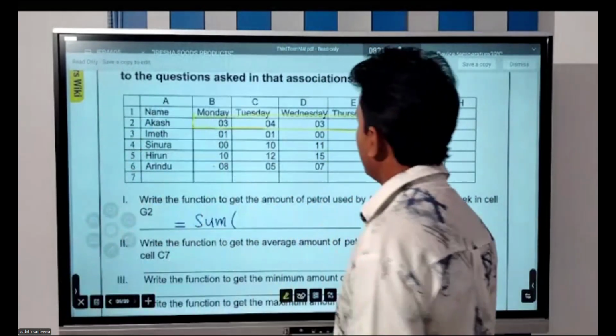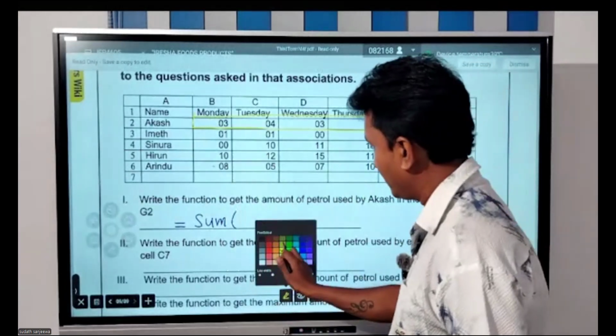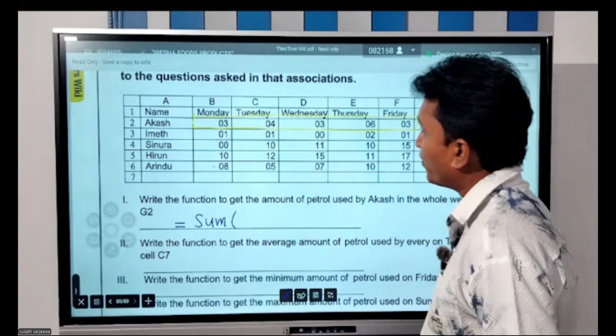How to get this range? We need to find the sum of this range. How to write this one?